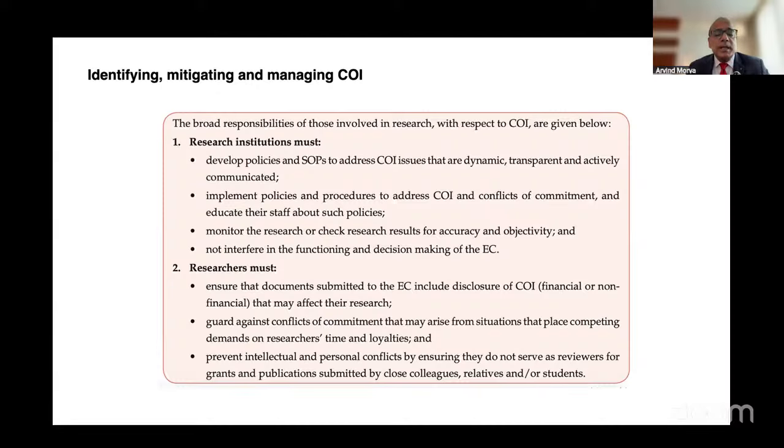They must implement policies and procedures to address COI and conflicts of commitment, and educate their staff about such policies. For the researchers, they must ensure that proper documentation is there, duly vetted and submitted to the ethical committee of their institute, along with the disclosure of the COI, especially financial, with or without interest. This guards against conflicts of commitment that may arise from situations that place demands on researchers' time as well as their loyalties.